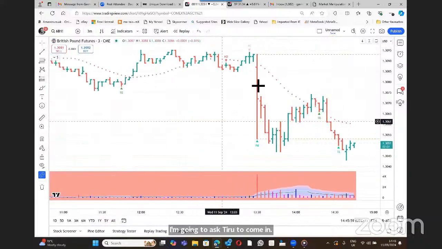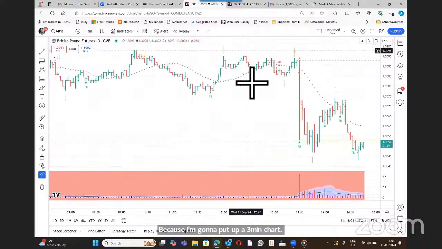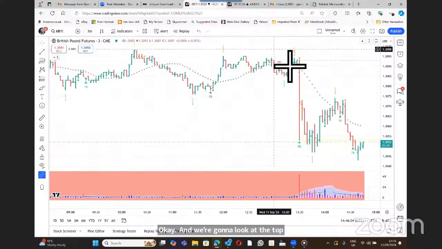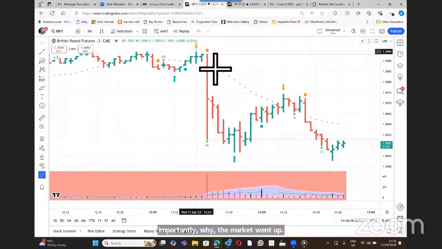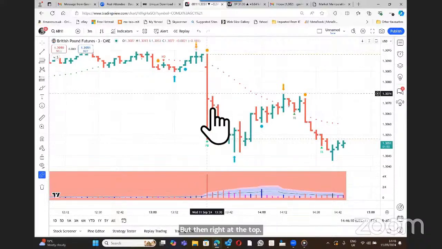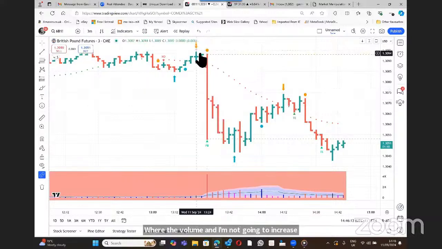Okay, and we're going to look at the top here, and most importantly, why the market went up. But then right at the top, where the volume, and I'm not going to increase it because I knew that was there. But we've got this. Tiru, going back to you.